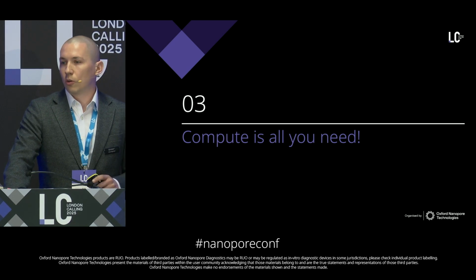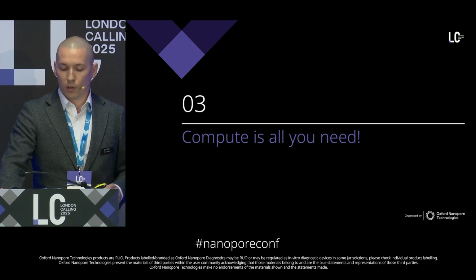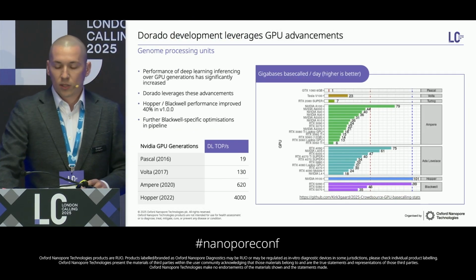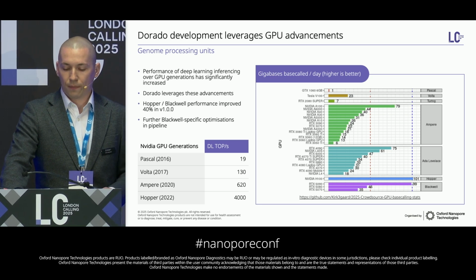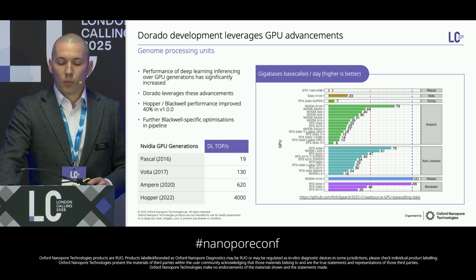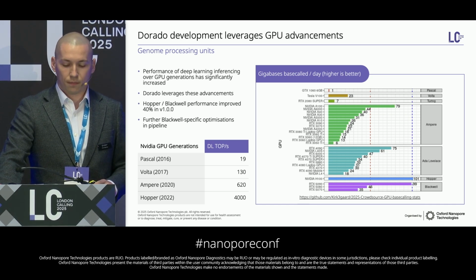Gordon touched quite a lot on compute in his intro opening the show, so let's talk a little bit more about compute. Base calling relies on machine learning models, such as those found in ChatGPT or Gemini, and these models are compute intensive and require modern GPUs. But GPUs have been improving at exponential rates over the last 10 years for these types of applications.